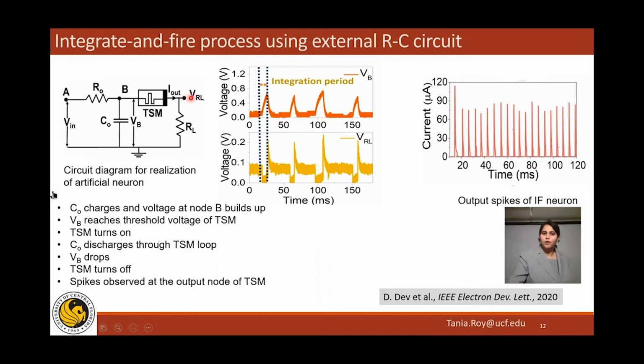Because of this, the output at VRL, if we measured the voltage over here at this node, we see that the voltage will rise and then fall again, rise and fall again. And if we measure the current across this load resistor RL, we see this firing output. So we have the all or nothing firing, where we are seeing either the firing current or no current at all. So this is characteristic of the integrate and fire neuron.